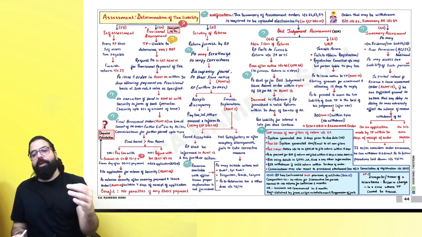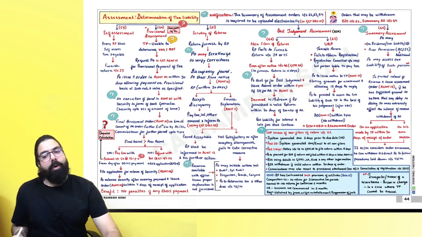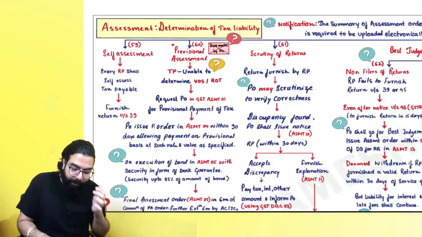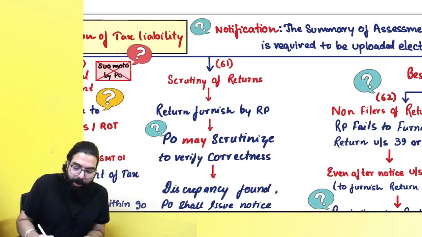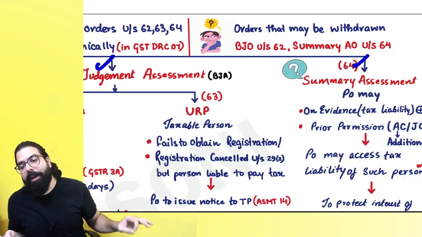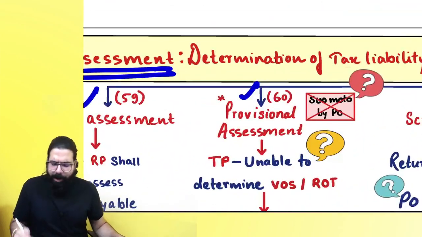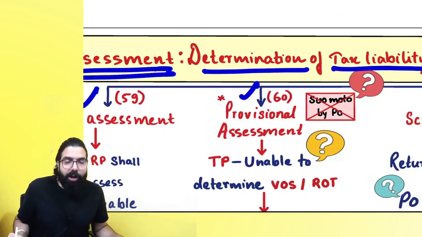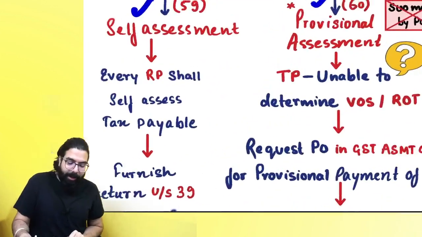Everyone, please come to your chart of assessment. What are the various types of assessment we have? In assessment we have self-assessment, provisional assessment, scrutiny, best judgment, and summary assessment. What do you mean by assessment? Assessment means determination of tax liability.